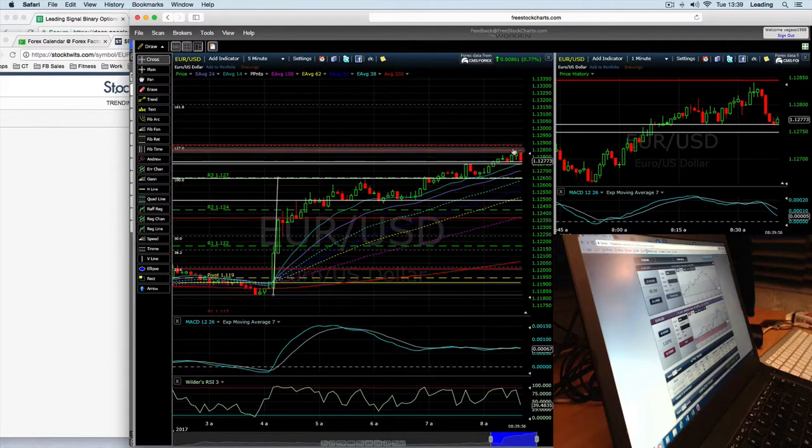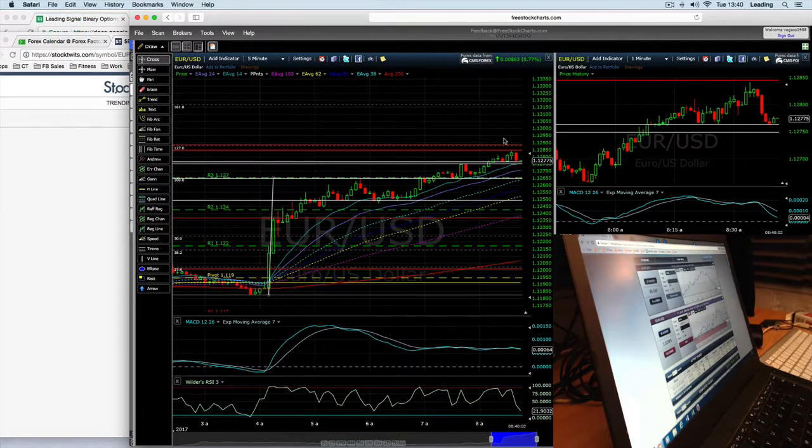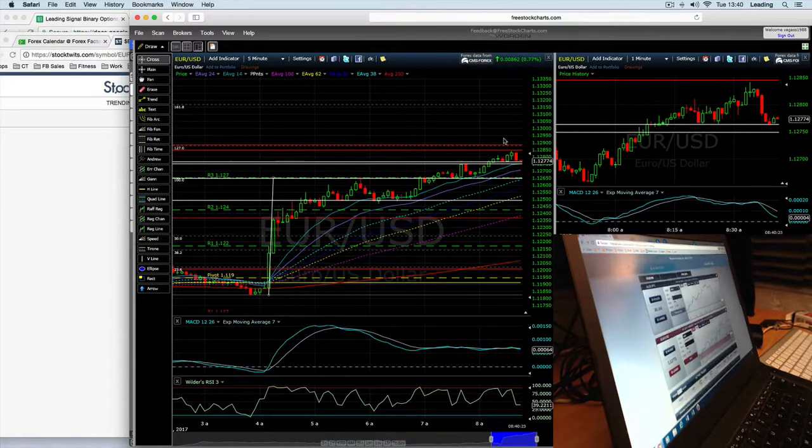But it's just ensuring that you're entering at the right point rather than trying to follow a trend. It's almost counterintuitive. It's almost like the opposite of spot forex, and that's alright. So I'm up 50% on the day.